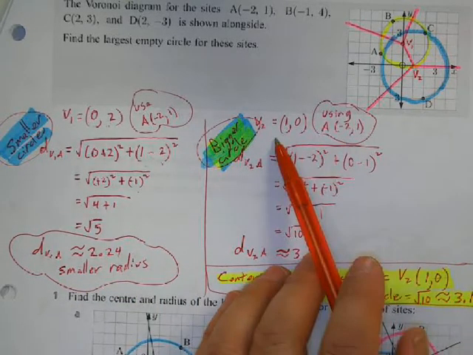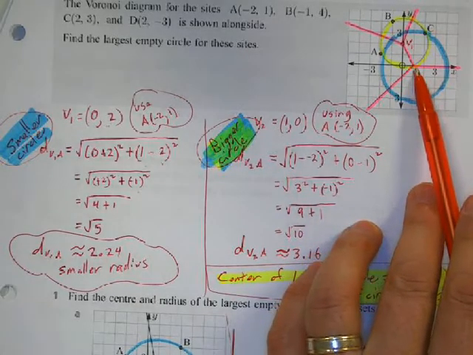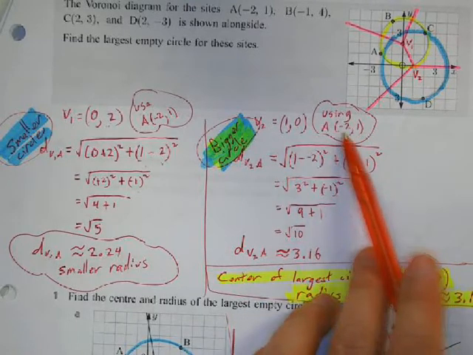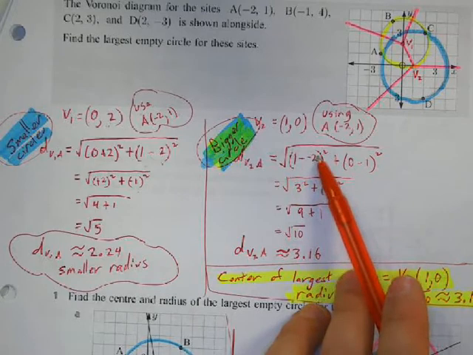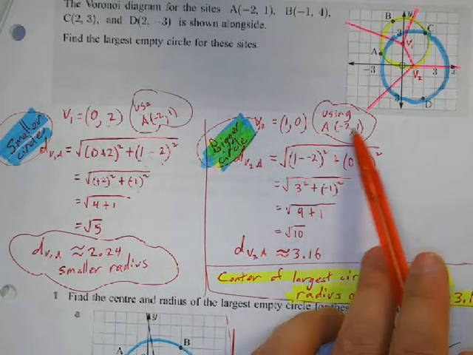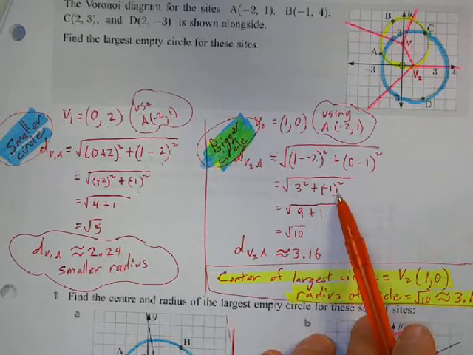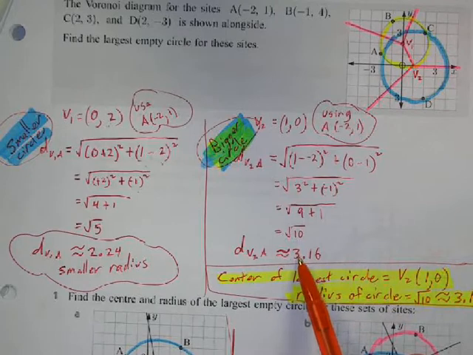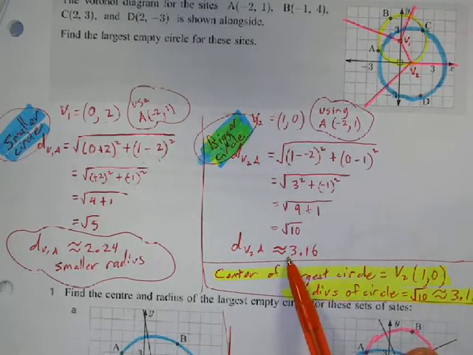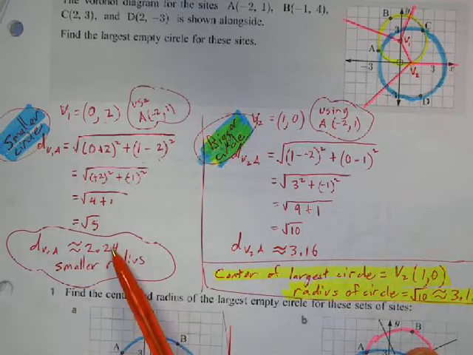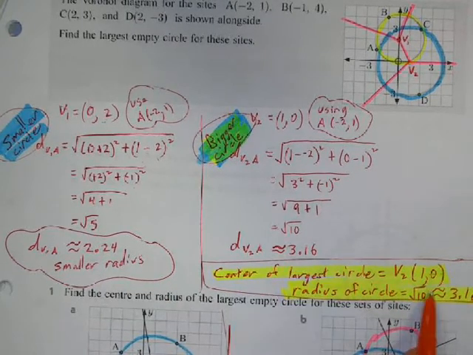From here, we've got our vertex at 1, 0, and using this point, I could do the difference between 1 minus -2, in parentheses squared, and then 0 minus 1, put it in parentheses and squared. And so we end up with 3 squared plus negative 1 squared, and we get the distance after taking the square root. So this tells me that the radius of the blue circle is 3.16. This tells me the radius of the smaller yellow circle is 2.24. And so this gives me the center and the radius.